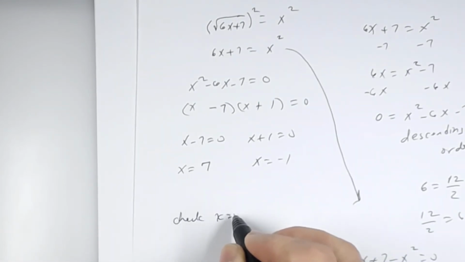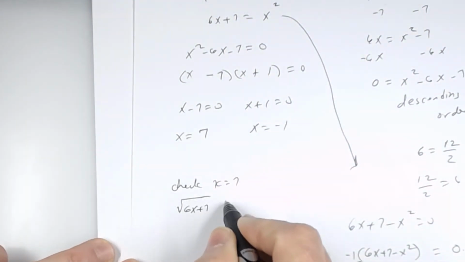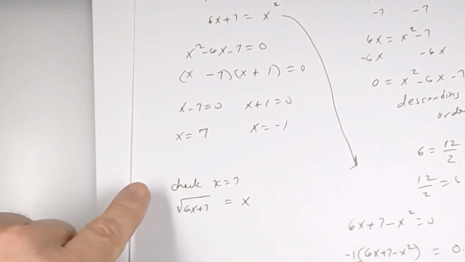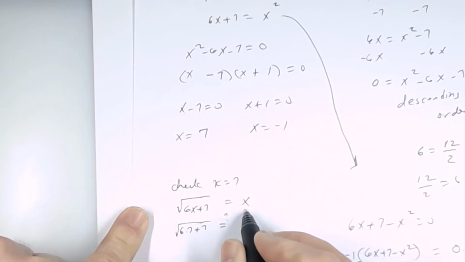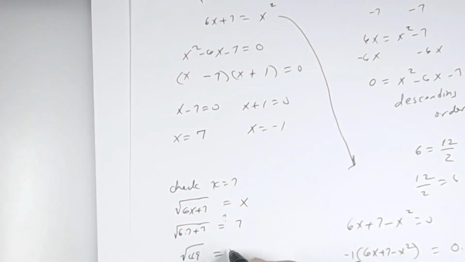We're going to check x equals 7 in the original. Here is the original. Where we see the variable x, I substitute 7. So I get the square root of 6 times 7 plus 7, and I want to see if that equals x, which is 7. What's 6 times 7? 42. And 42 plus 7? 49. Is the square root of 49 equal to 7? Yes. So 7 is a solution to the original equation.